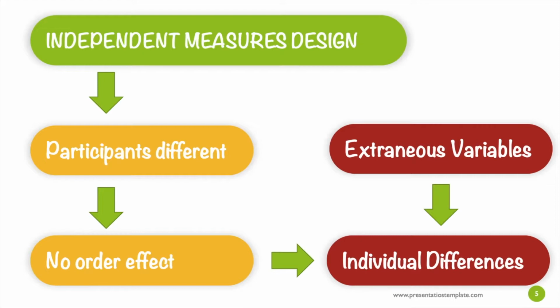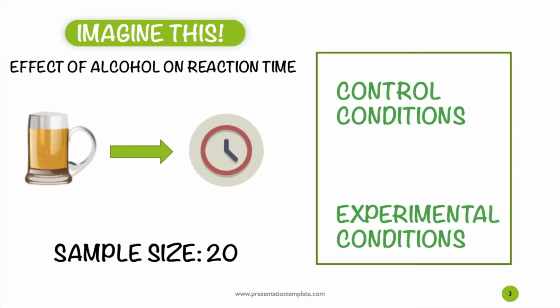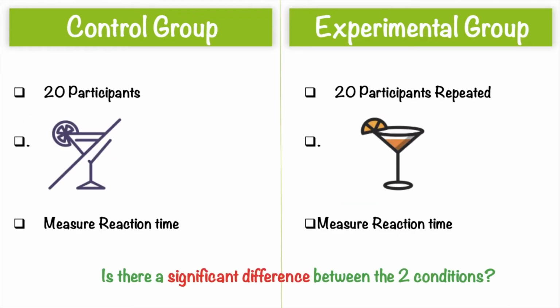But let's now see how repeated measures design is different from this. Let's go back to our example where we have 20 participants and we are trying to see if alcohol has an effect on reaction time. This time, we are measuring all the 20 participants for their reaction time when there is no alcohol in their body, and then again we are going to administer some alcohol to them and then test all of them for their reaction time again. Now you will see if there is any significant difference between these two conditions. So it's the same participants, but two different conditions.